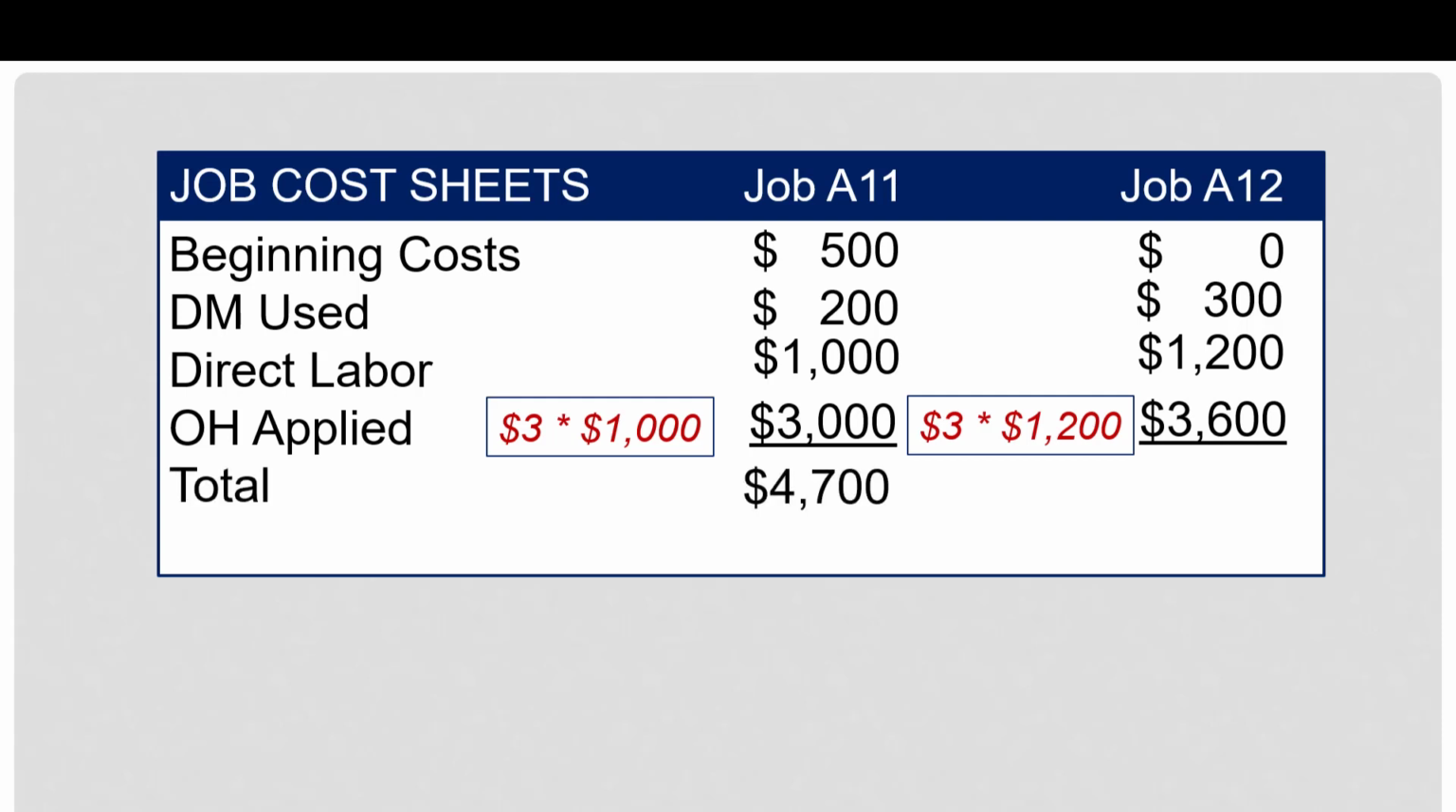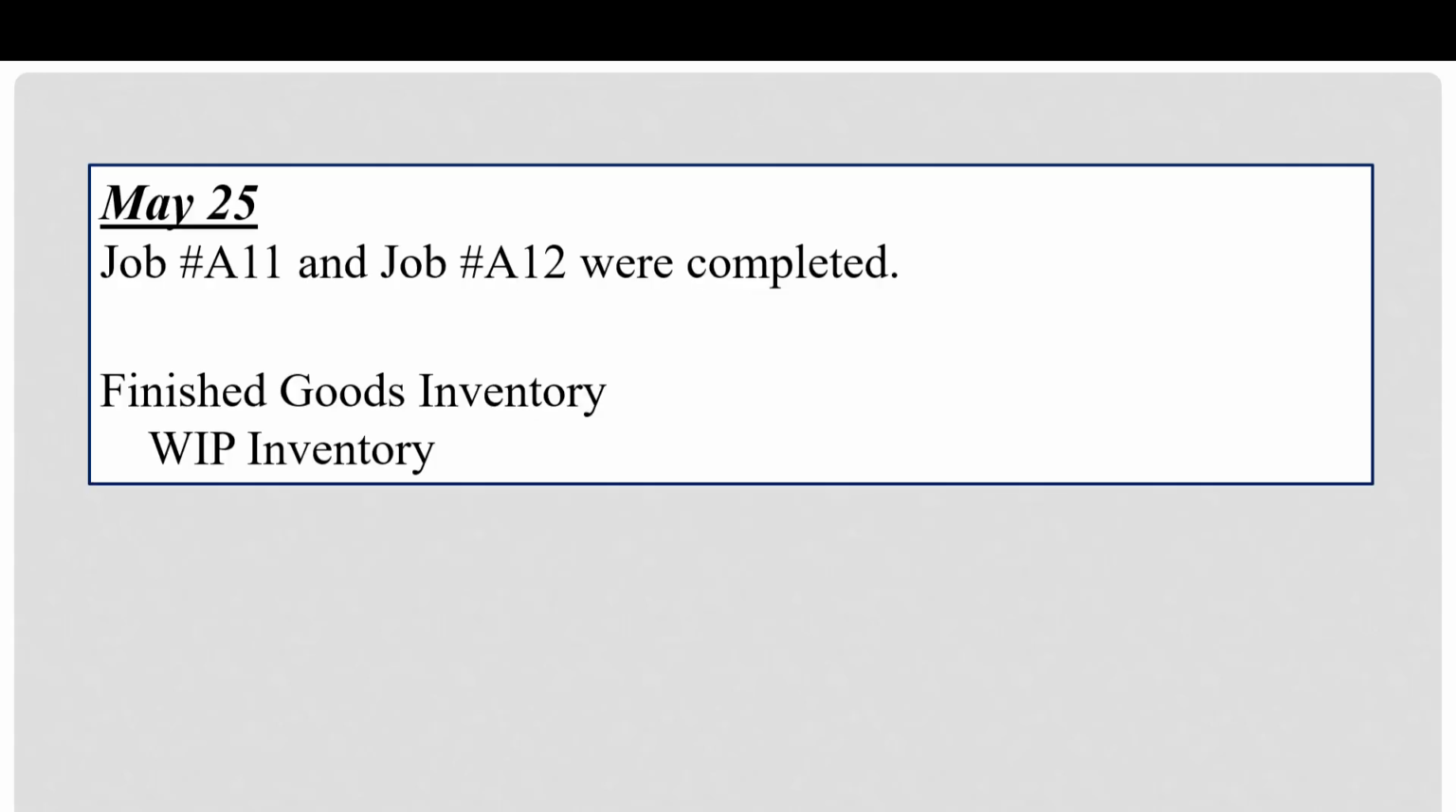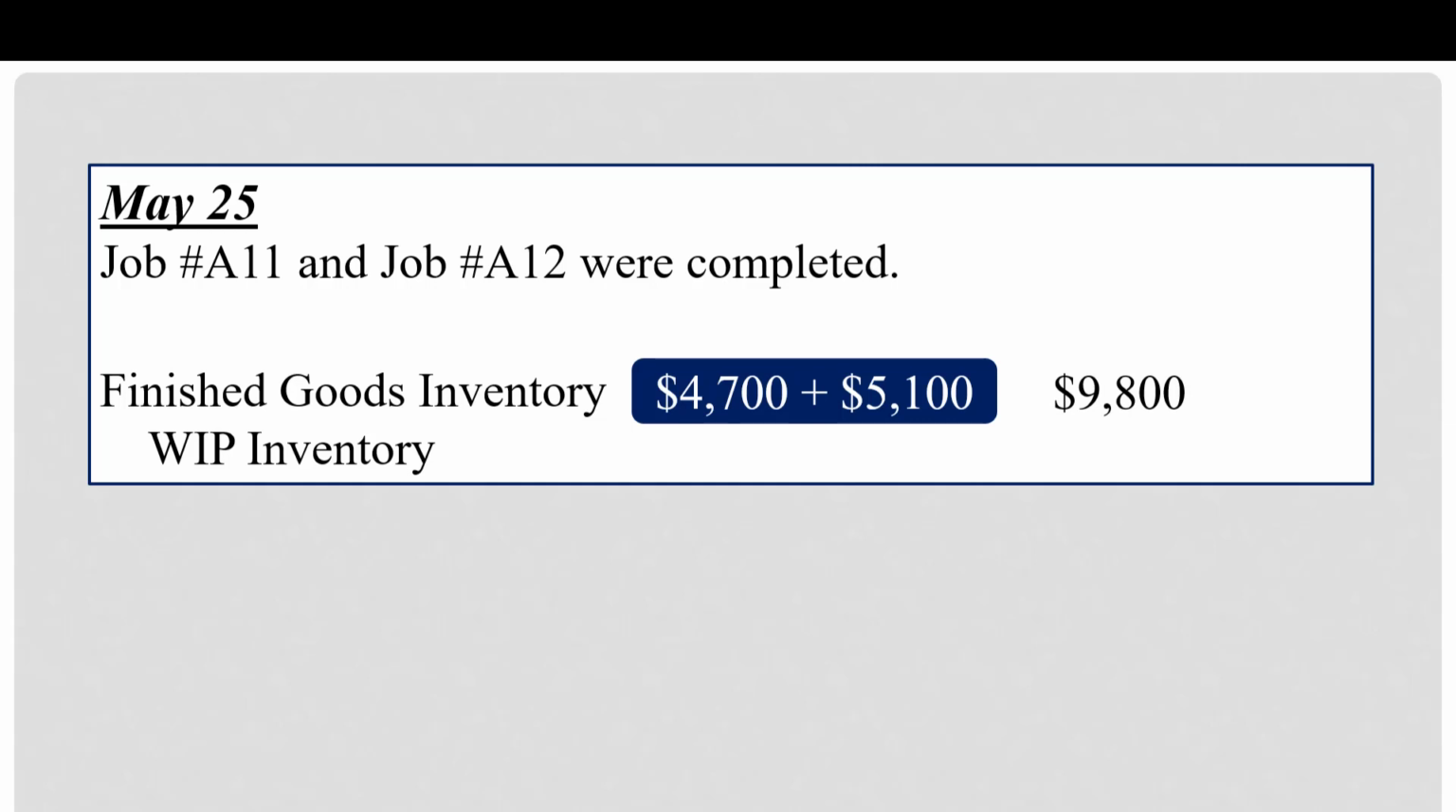The total cost for Job A11 is $4,700 and Job A12, $5,100. Now we can go and transfer these two jobs to finished goods inventory. So going back to your journal entry, since both jobs were completed, we'll add $4,700 and $5,100, and we'll transfer $9,800 to finished goods and take it out of work in process inventory.